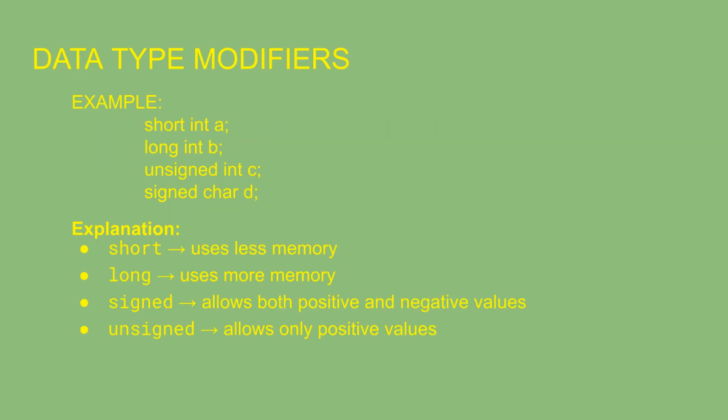Here are examples of data type modifiers in use. Short uses less memory, long uses more memory. Signed allows both positive and negative values, while unsigned allows only positive values.